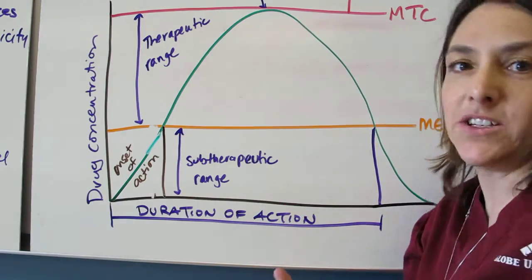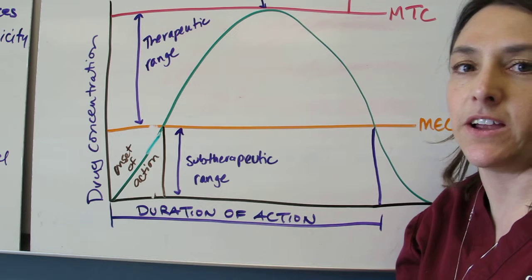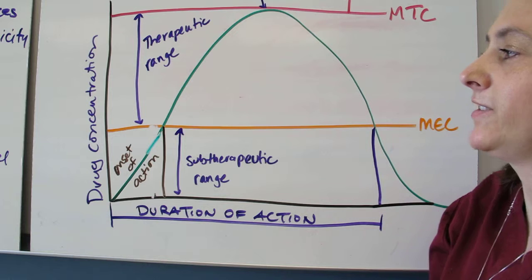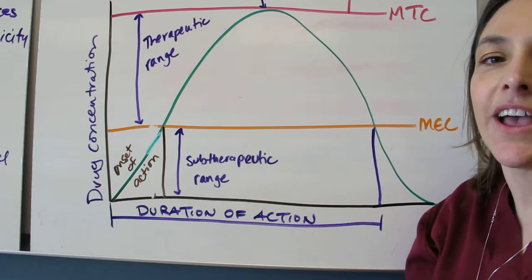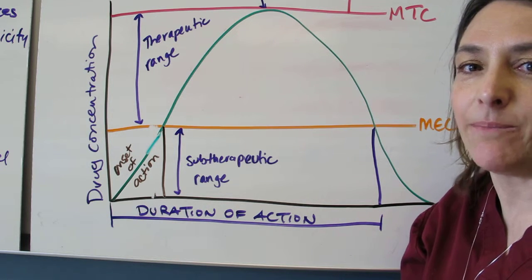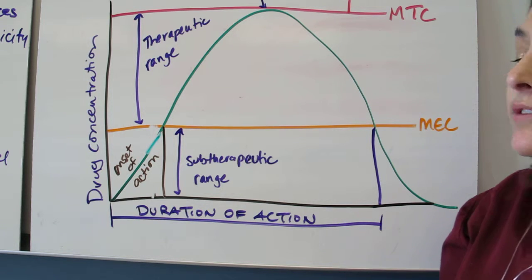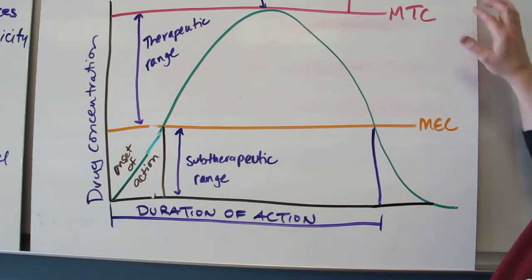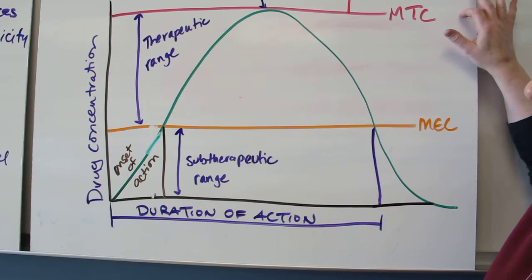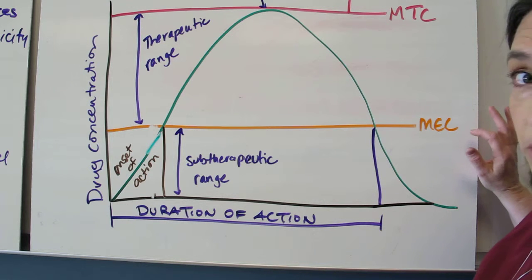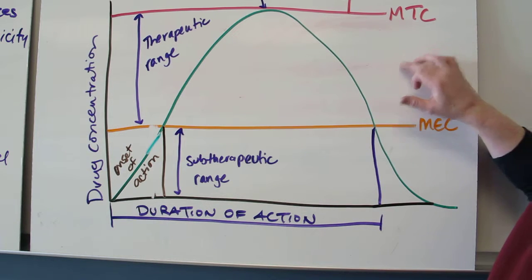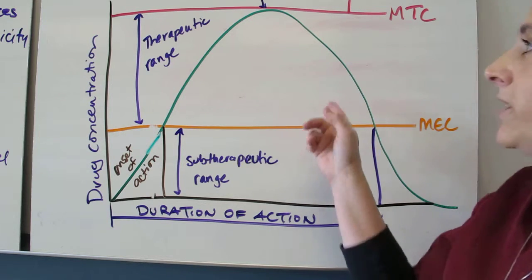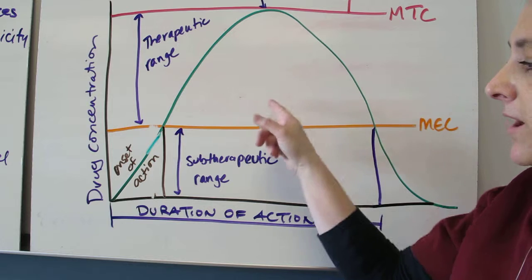So therapeutic range sometimes is a little difficult to understand. So this is how I understand it the best. I look at it as the three bears, okay? You have the mama bear, the papa bear, and the baby bear. The papa bear, his porridge was too hot. The mama bear, her porridge was too cold. And the baby bear was just right. So when we're talking about therapeutic range, we want to make sure we get into the just right range.